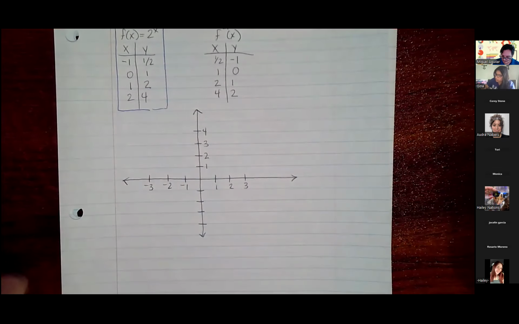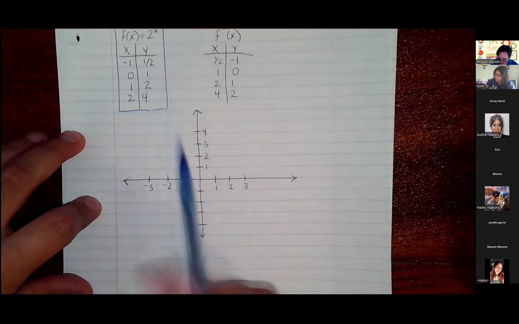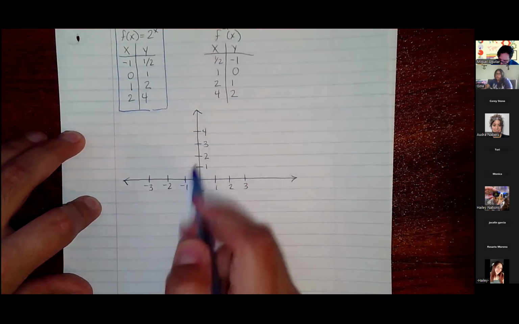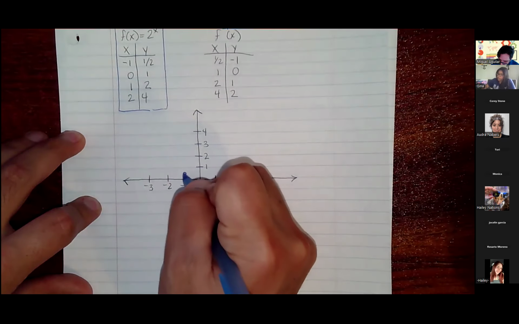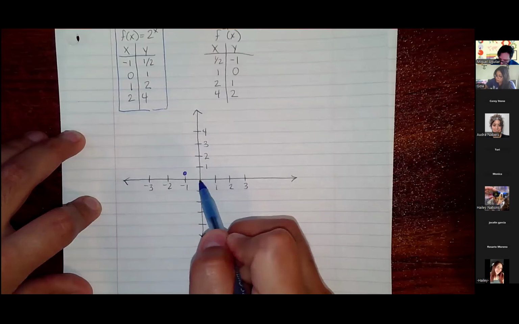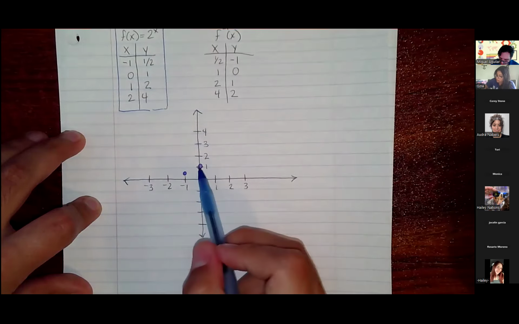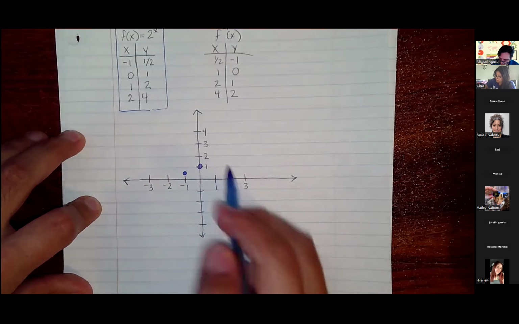Okay. We're going to plot these now. So I'm going to take -1 and 1/2. That's -1, and then up about halfway. There's my first point. 0, comma 1 is start at 0, then go up 1. There's our y-intercept. Over 1, up 2.